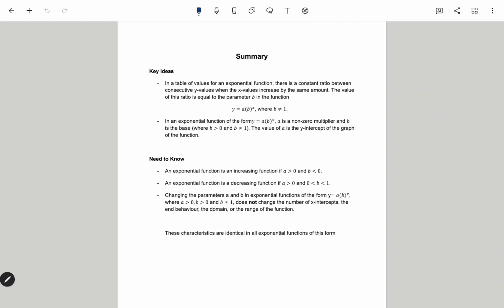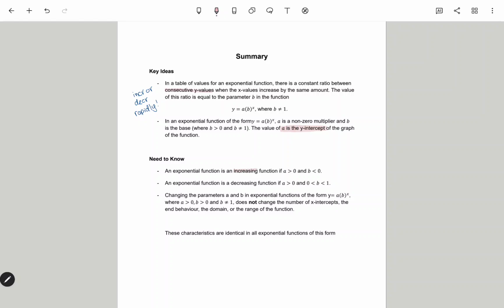All right, so summary, key ideas. In a table of values for an exponential function, there's a constant ratio between consecutive y values. Means we're multiplying by the same thing every time. But the way that I told you to remember is we either increase or decrease rapidly. So in an exponential function of the form y equals ab to the power of x, a is always non-zero, b is our base, and a is the y-intercept. So that's the key one there. A is that y-intercept.